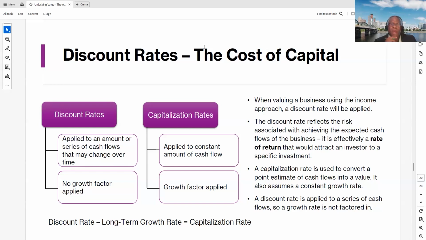So Vince, a cap rate, is that just a perpetuity? Yes. Okay, that's what I thought. Yep. Okay.